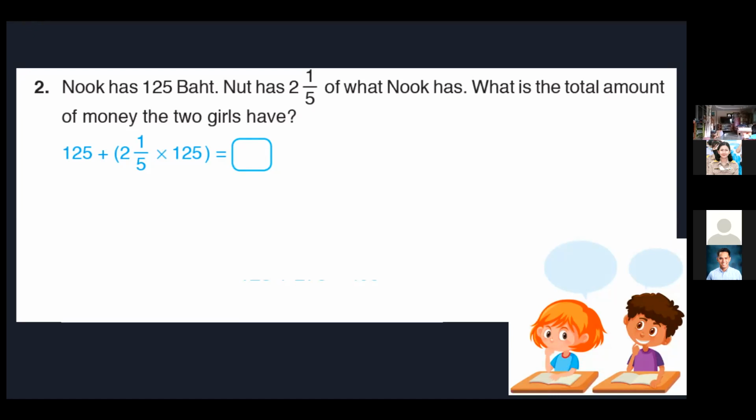Okay, so there are two girls. The first girl, Nook, has 125. The other, Not, has 2 1/5 of what Nook has, which is 125. So you will just add 125 plus 2 1/5 of 125. So times first. So what will you do here? I will show you the process.